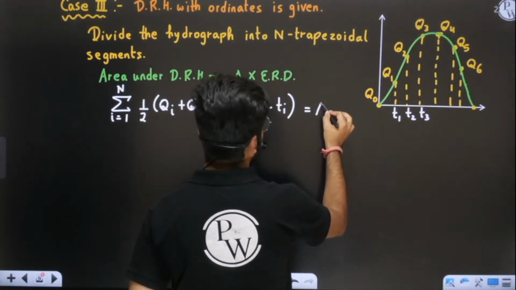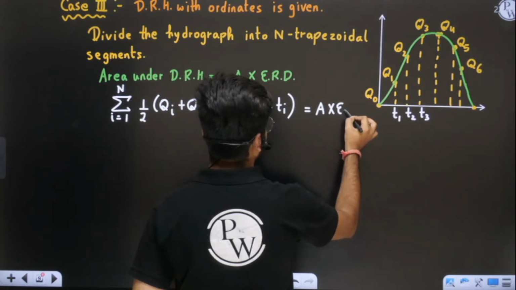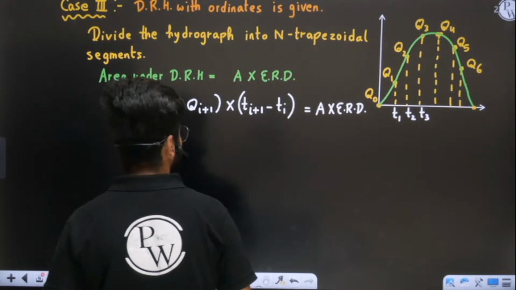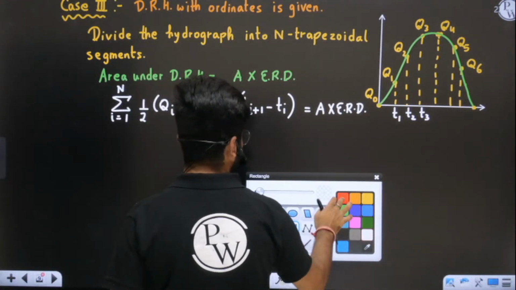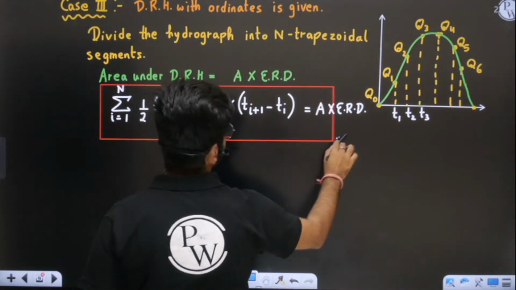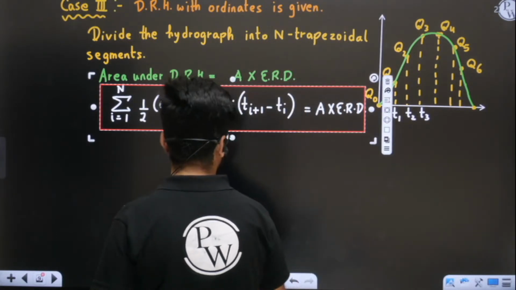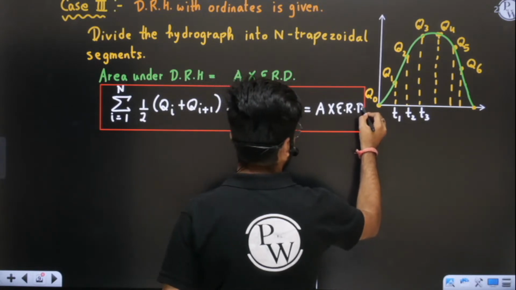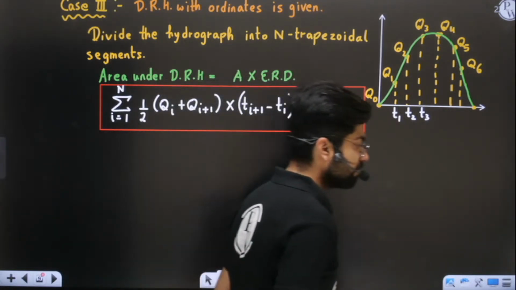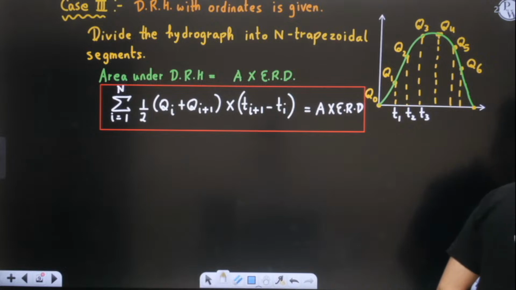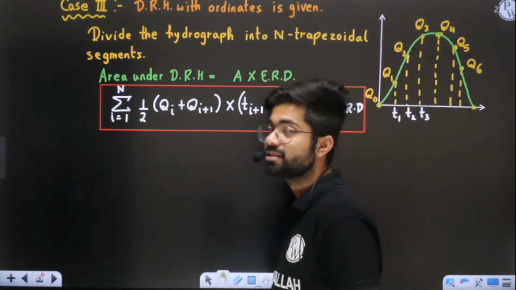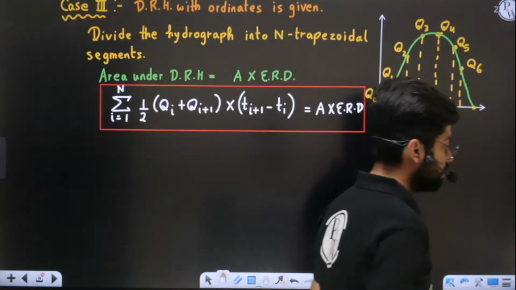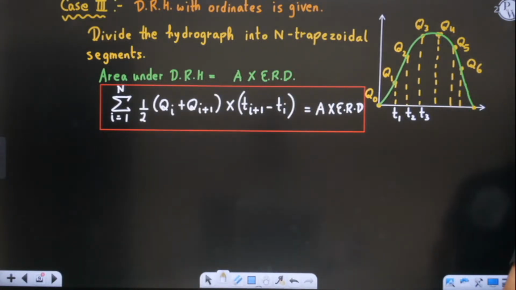Like this, we will find the total area and get the volume of direct runoff. So this is the main formula here. We will use this concept here. So this is case 3, in which my DRH is divided into n segments.